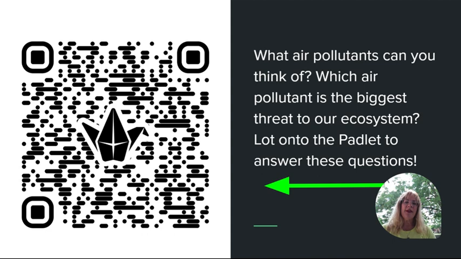So before we get started today, let's go ahead and log onto this Padlet and answer these two questions. So, which air pollutant can you think of? And which air pollutant is the biggest threat to our ecosystem? And I'll give you a few minutes to do that now.